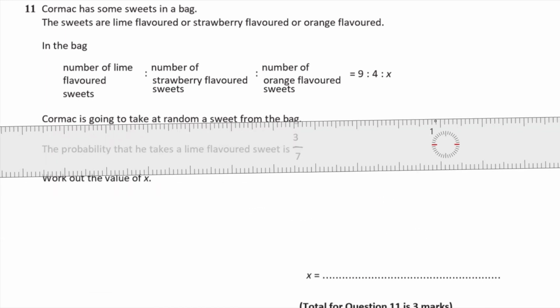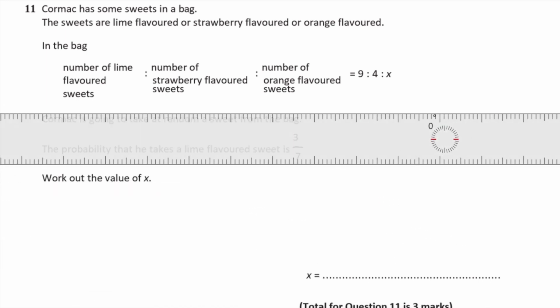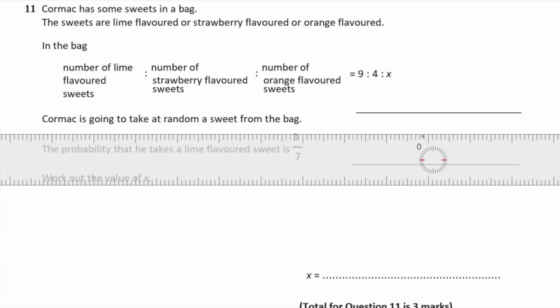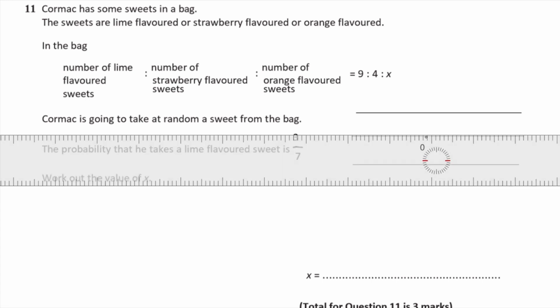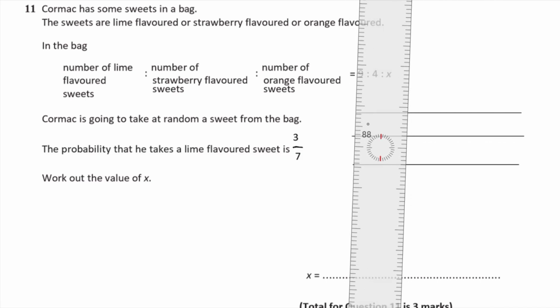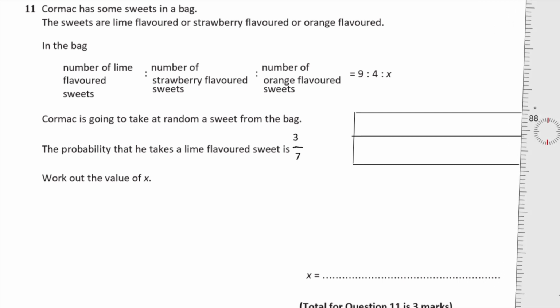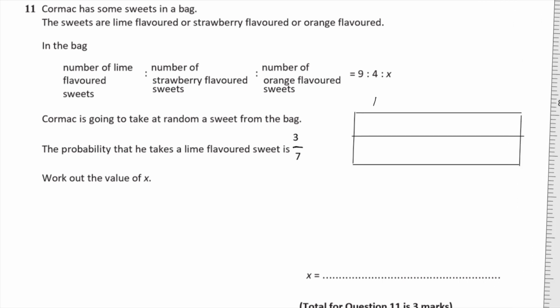Now I think we're going to do this one as a bit of a bar model because I think it will help you to visualize what's going on here. Okay, so if I just make a bar with 2 layers to represent all the sweets. Then I want to divide this bar up so that I've got the number of lime sweets, the number of strawberry sweets, and the number of orange sweets along it like that.